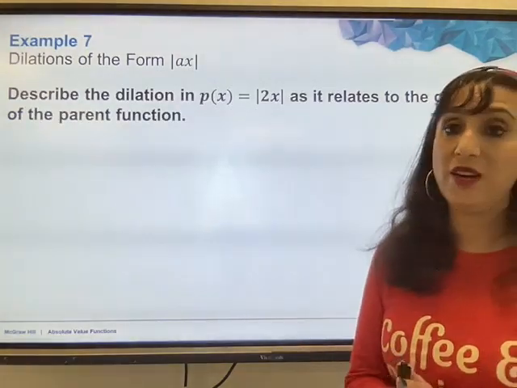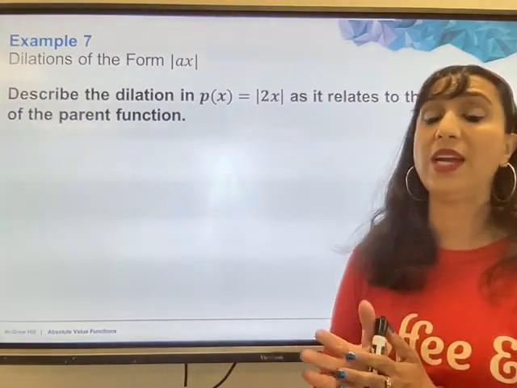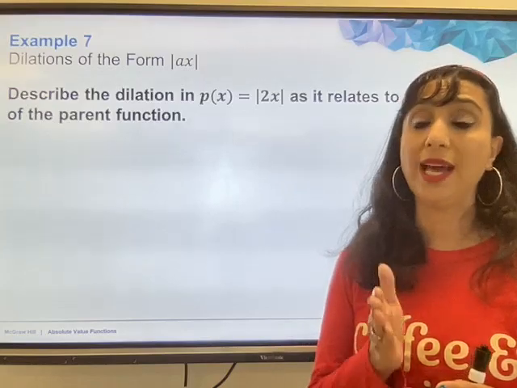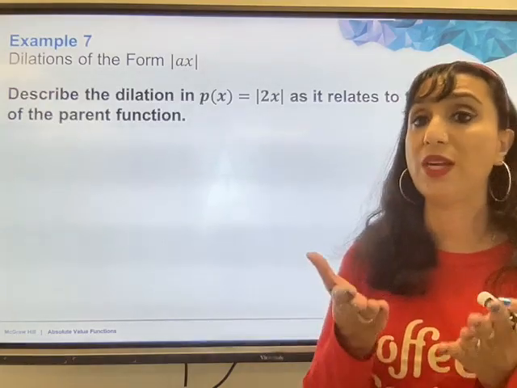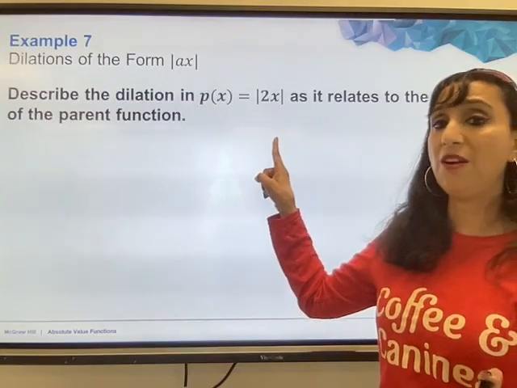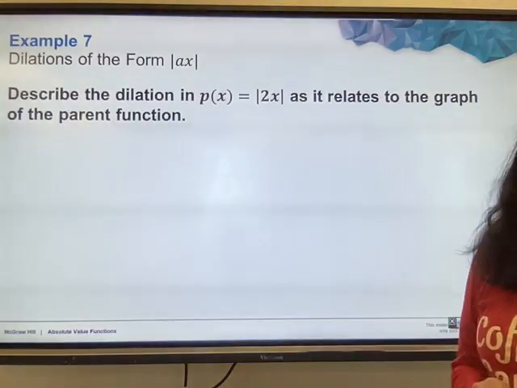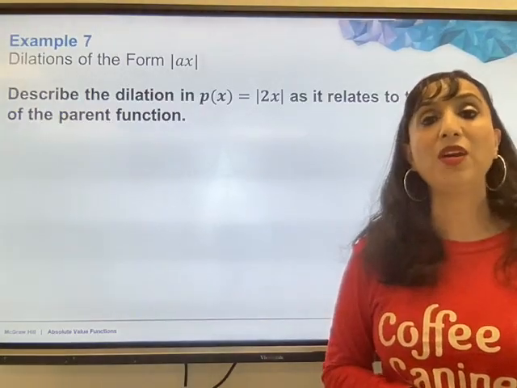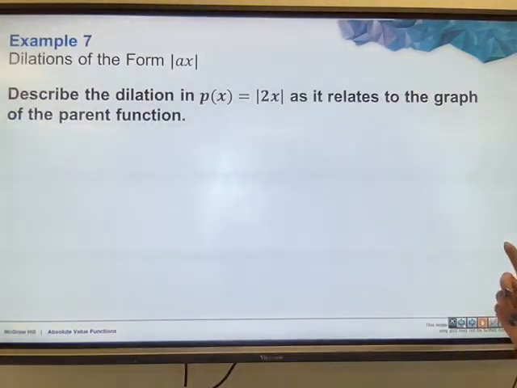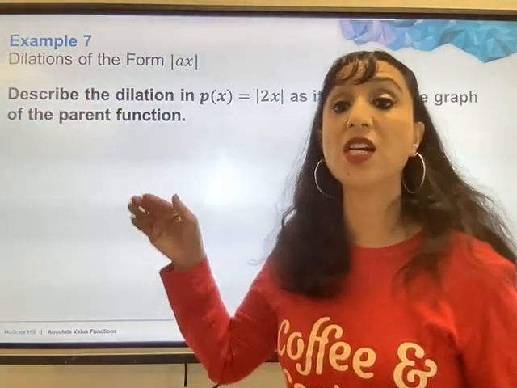So it depends on whether the value of a is going to be greater than 1, or whether it is going to be between 0 and 1, so 0 is less than a, and a is less than 1. So it depends on which of those I'm using. In this case, clearly, describe the dilation in p of x is equal to absolute value of 2x as it relates to the graph of the parent function. So when I'm looking at 2, is 2 greater than 1? Absolutely. So since 2 is greater than 1, I know that this is going to be a horizontal compression.